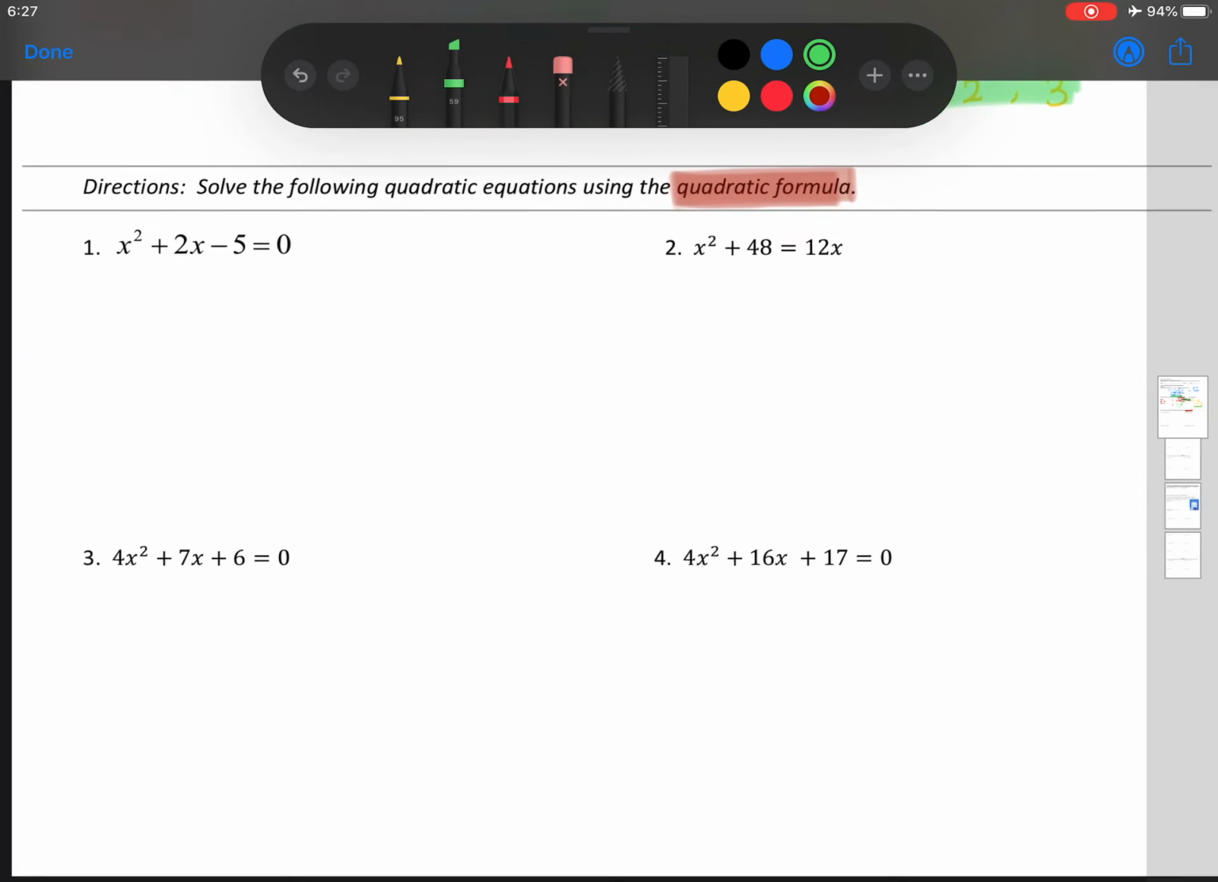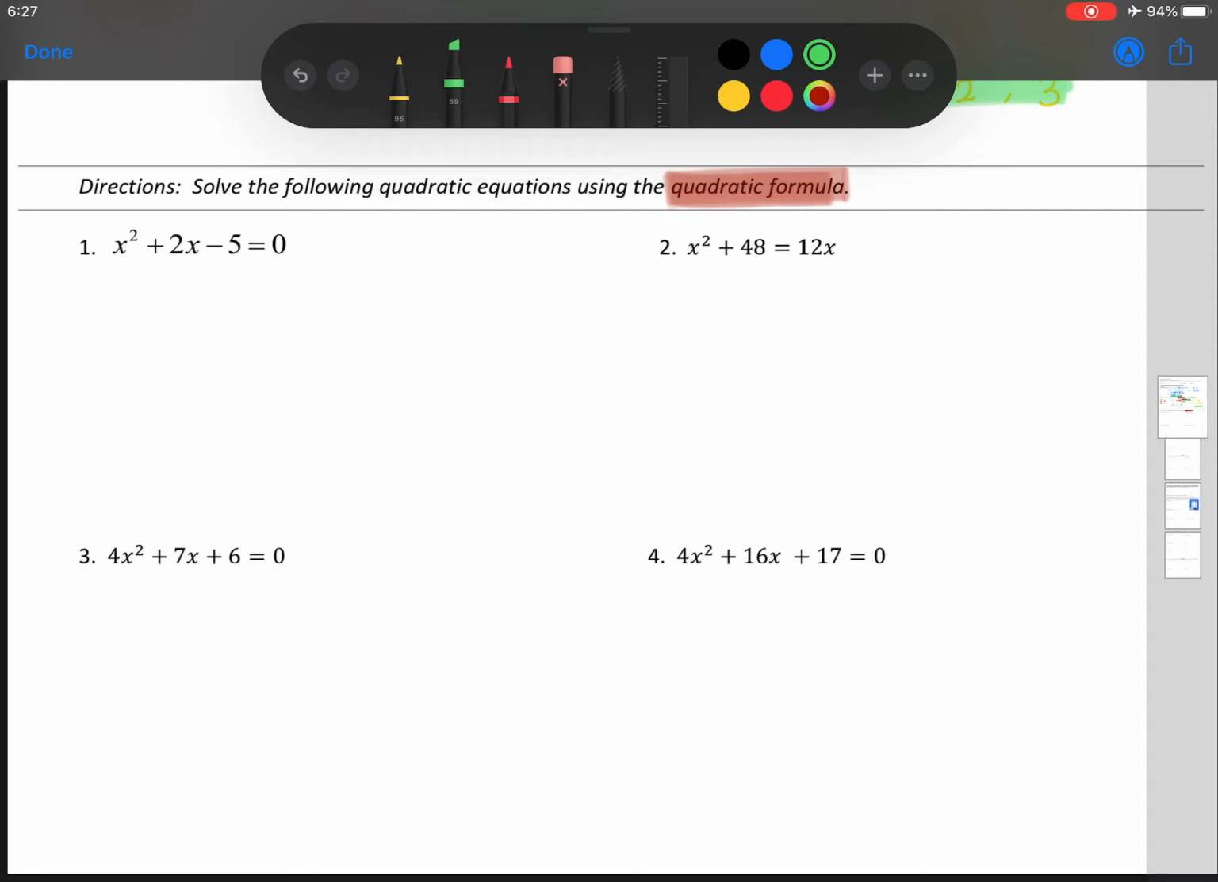So I'm going to try to do 2 more questions here. I'm going to do the first one and I want you to do the second one. So again, the first one is already set equal to 0. So I'm going to just substitute into my quadratic formula. So it's going to be x equals negative. I said my first step I always do is substitute.